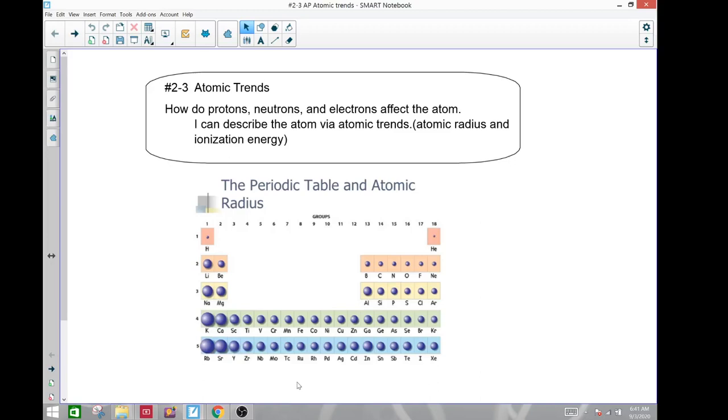Good afternoon, this is Schweitzer, and we are looking at atomic trends. This little smart note page walks through some of the main concepts.